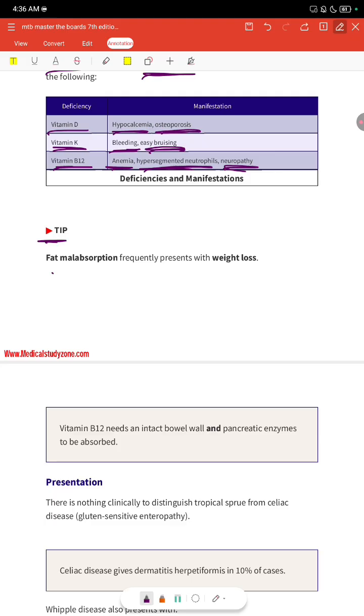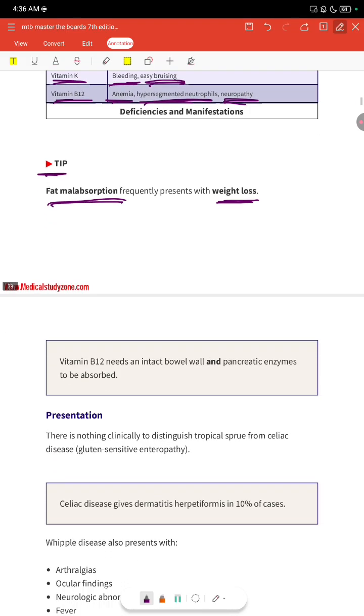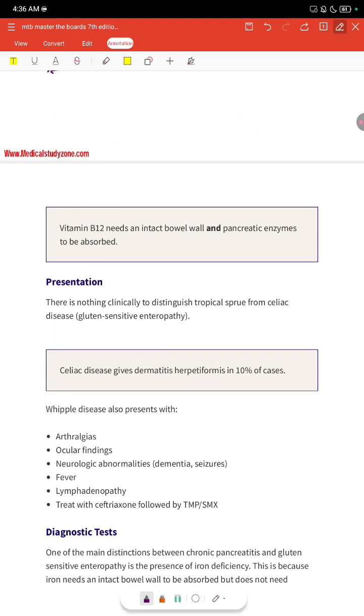Here is the tip: fat malabsorption frequently presents with weight loss. Vitamin B12 needs an intact bowel wall and pancreatic enzymes to be absorbed. It's not a fat-soluble vitamin, but it needs an intact bowel wall. So in cases of malabsorption where the bowel wall is not intact and pancreatic enzymes are not working properly, vitamin B12 can also be deficient.